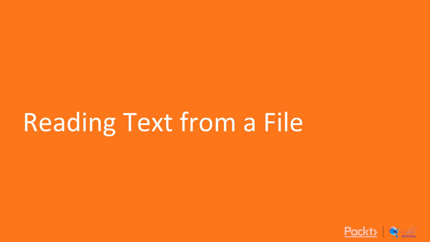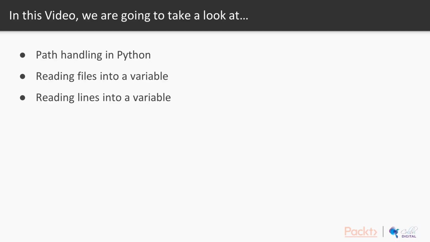So the first part of this course is to look at how we can read text from a file. And again, we're going to break this down into 3 parts: path handling in Python, reading files into a variable, and reading lines into a variable. Let's go in and take a look.